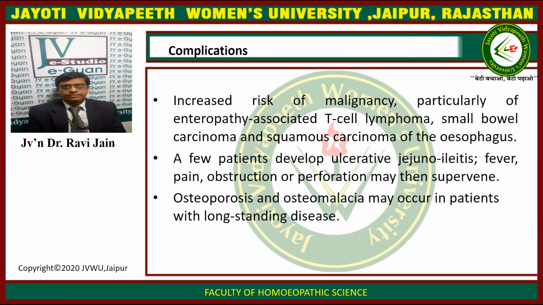What are the different complications that we see in the case of celiac disease? There is increased risk of malignancy. So it can lead to malignancy, particularly enteropathy-associated T-cell lymphoma. Small bowel carcinoma and squamous carcinoma of the esophagus can be seen in patients of celiac disease. A few patients develop ulcerative jejunitis, with fever, pain, obstruction, or perforation. Due to the decreased absorption of vitamin D, osteoporosis and osteomalacia may occur in patients with long-standing disease.